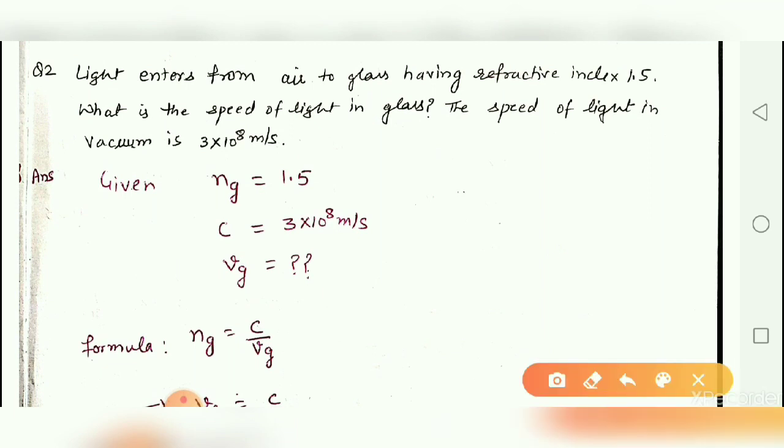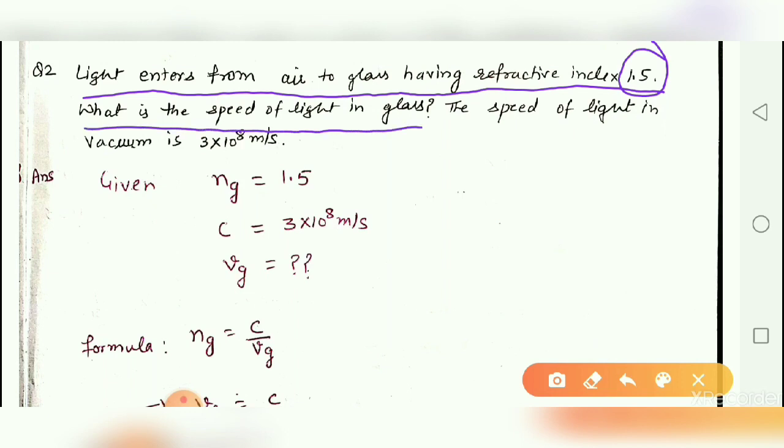Now, our next question is, light enters from air to glass having refractive index 1.5. Here the value of refractive index is given. So what is the speed of light in glass? Here light is entering from air to glass and the refractive index is this. So this is basically the absolute refractive index.